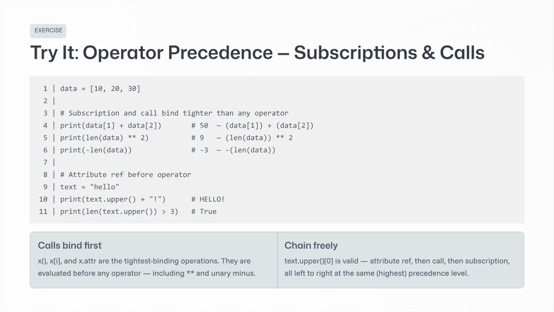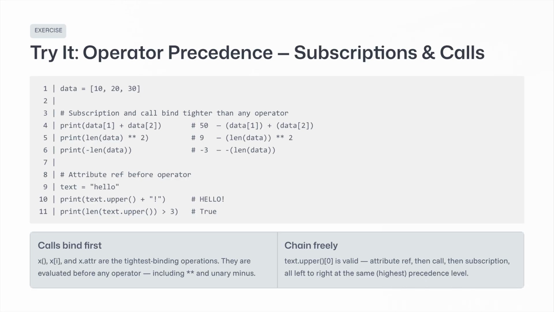Line 10, text equals hello. Line 10, text dot upper plus. Attribute reference first, then call, then concatenation. Gives hello. Line 11, len(text.upper()) greater than 3. Attribute reference, call, then comparison. Gives true.